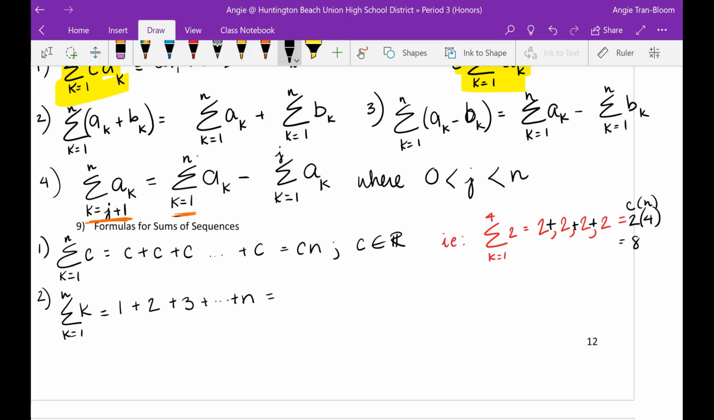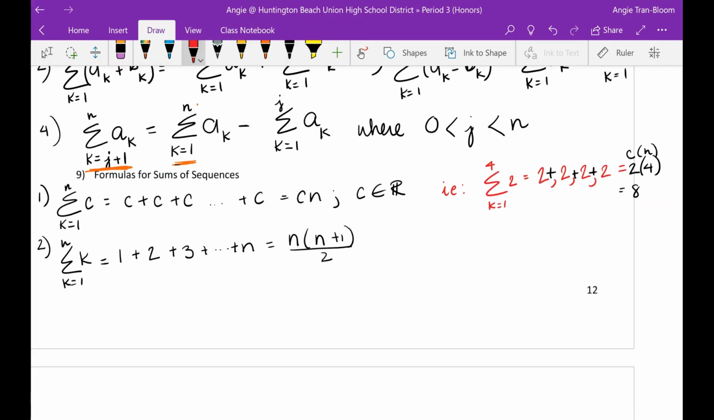So what's the formula if I want to add them all up? If n is 100, you're not going to sit here and put this together. If n is 500, you're not going to sit here or on your calculator do 1 plus 2 plus 3 plus 4 plus 5, 500 times. So you want to come up with a formula. So the formula is n times n plus 1 all over 2.